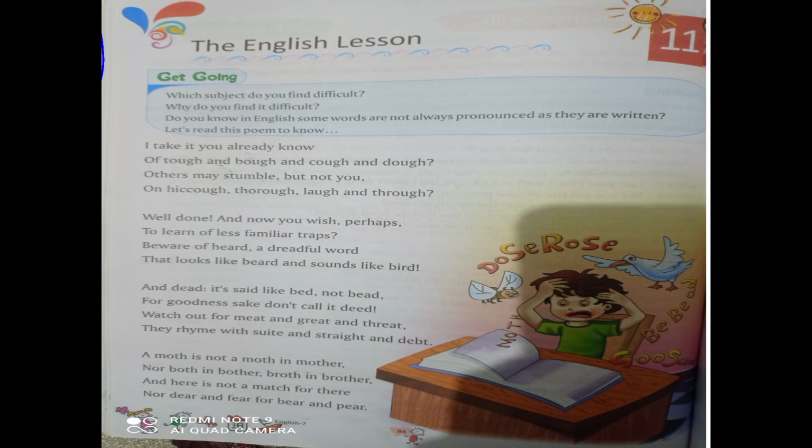Now come to the second stanza. Well done, and now you wish perhaps to learn of less familiar traps. Traps means the difficulties or challenges which are looking the same. These are the familiar traps because the letters are arranged the same, तो लेटर्स भी सेम है आपका बट प्रोनाउंसिएशन इज डिफरेंट. So this is a familiar trap. Okay, you have to just focus on this.